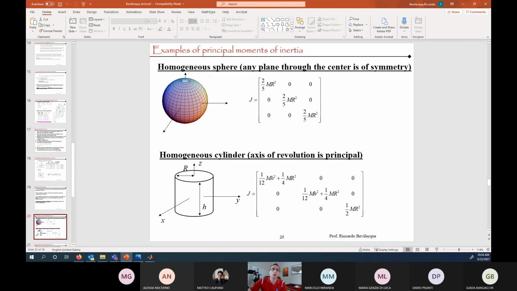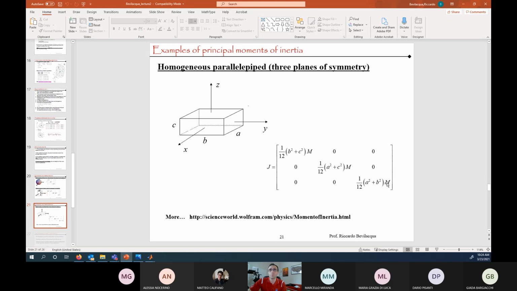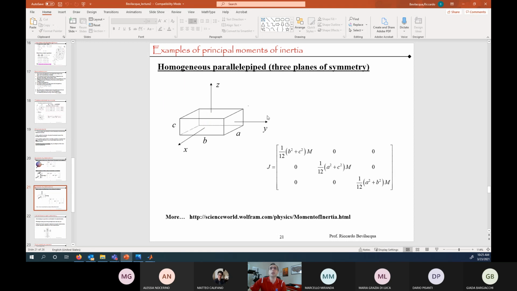If you have a cylinder, and everything is homogeneous mass distribution wise, the axis of symmetry is one of the axes of principal inertia, and any other 2 normal to that and normal to each other are also principal axes of inertia. And these are the values you get. For x and y, of course, they are identical because of the shape of the object, and the one about the z-axis is different. And then for a parallelepiped object, this is what you get.